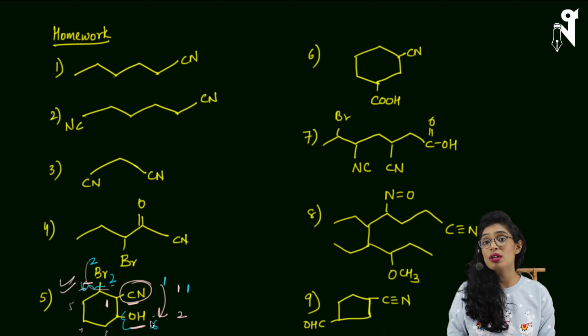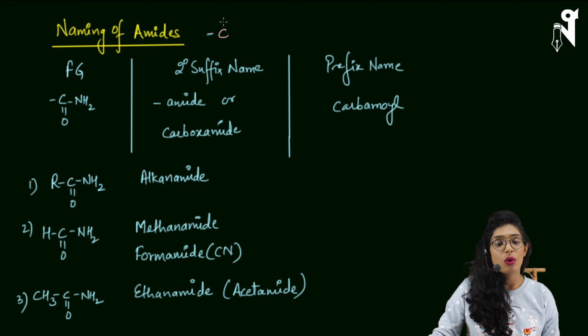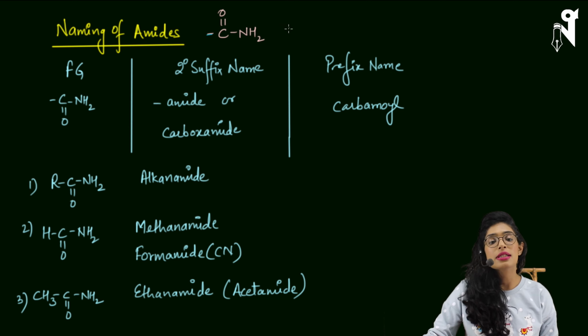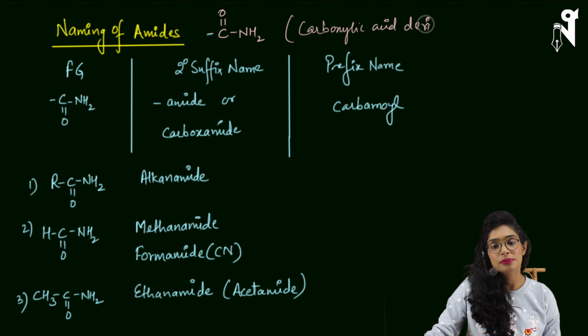Let's talk about the next functional group. The next functional group what we have is amide. What is amide? Let's see. Amide is C double bond O NH2. This is the group, and this we also call your carboxylic acid derivatives.